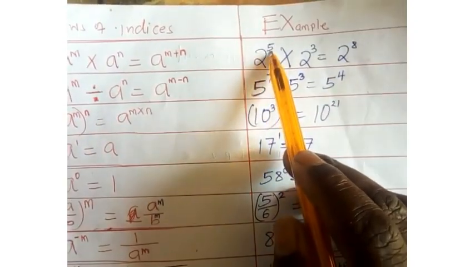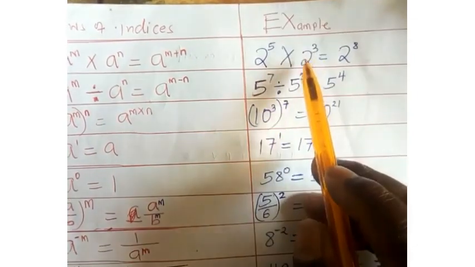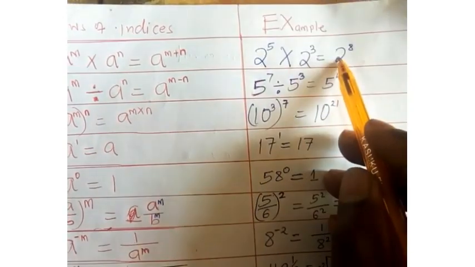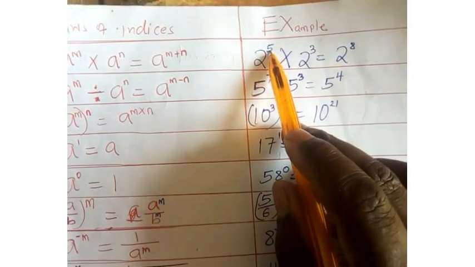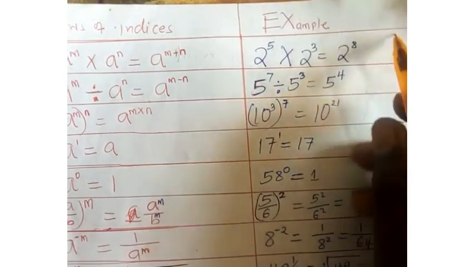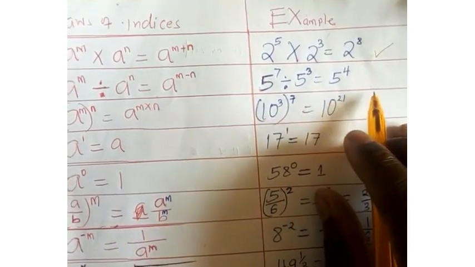I've given an example here: 2 raised to power 5 times 2 raised to power 3. The base is the same. We write the base 2, and then the powers we add, 5 plus 3. The answer is 2 raised to power 8, and that is rule number 1.